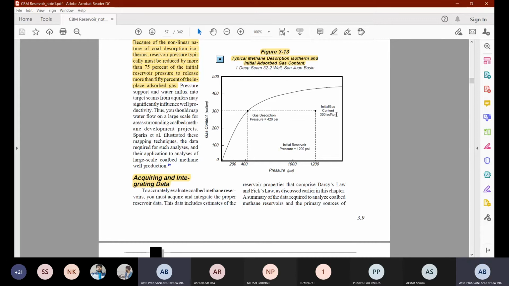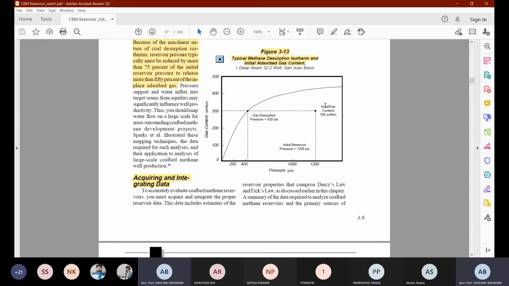Here you can see that the initial gas content is given as 300 SCF per ton. What does it mean? That means they have taken out some coal sample, and they have tested and measured that it has only 300 SCF per ton. Okay, a coal sample. But the desorption isotherm is showing this graph.